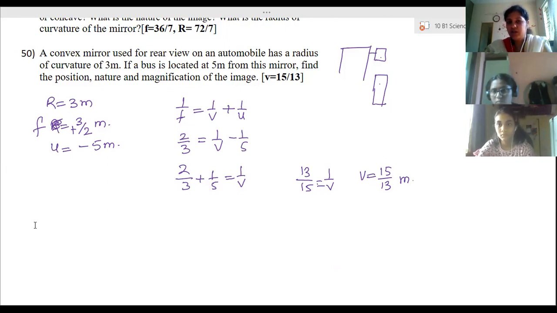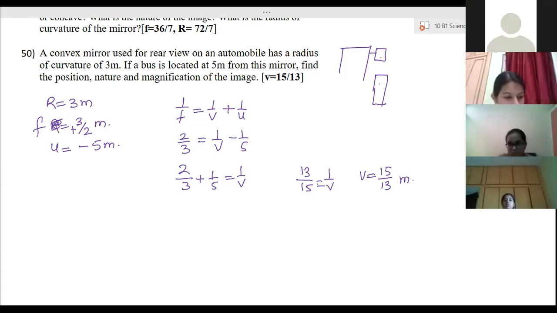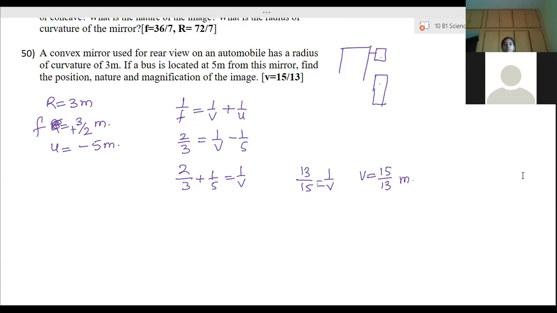Ma'am, the 3 different types are plane mirror, concave mirror, and convex mirror. Ma'am, I didn't understand your question. Can you please repeat it once again?